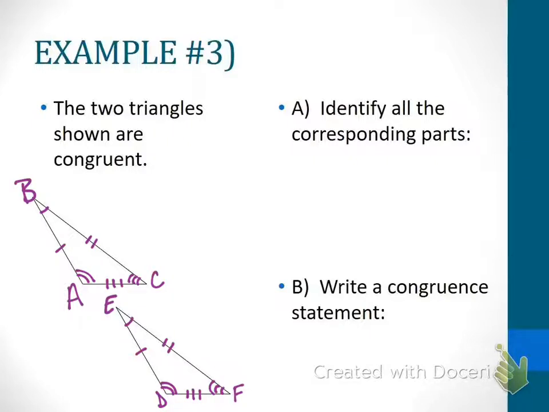So this time, give me a pair of corresponding or congruent angles. Good. Angle A and angle D. Another pair. Good. B and E. Another pair. There's only 1 pair left. C and F.